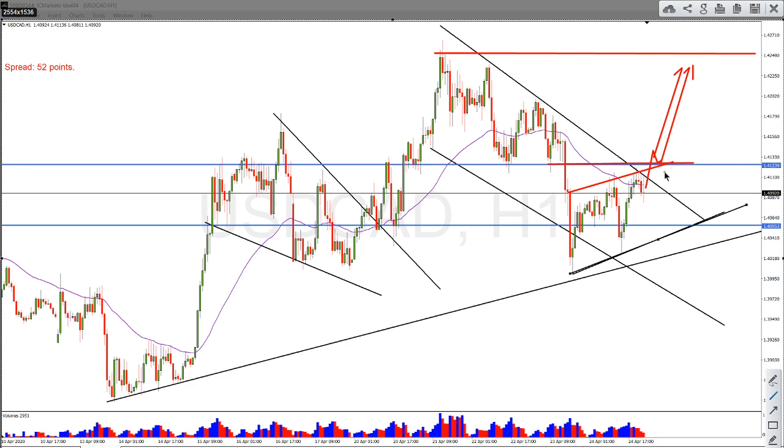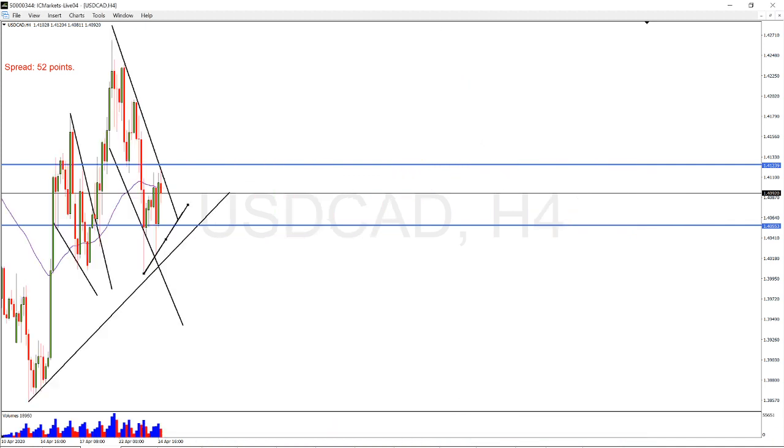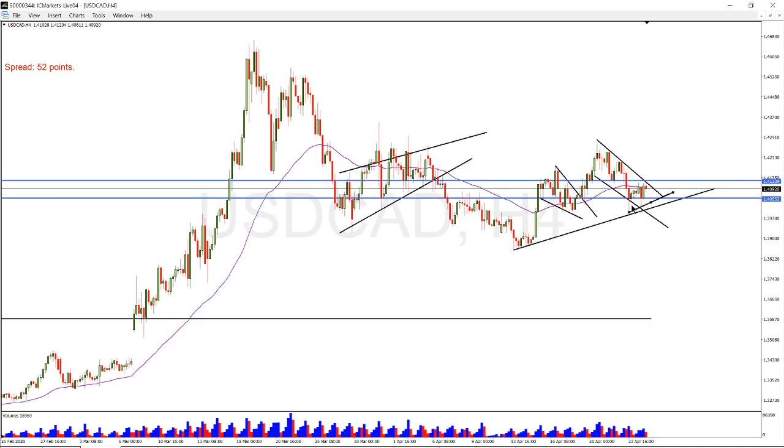For instance, if it does not break from the top, it's going to come down short for a while, but this short is going to be a little bit risky, so I'd prefer to wait and have a look for the breakout.